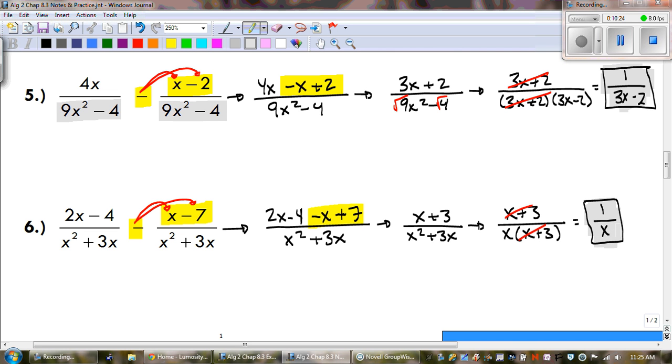That's it for Algebra 2, Chapter 8.3 notes. Your homework is the back side.